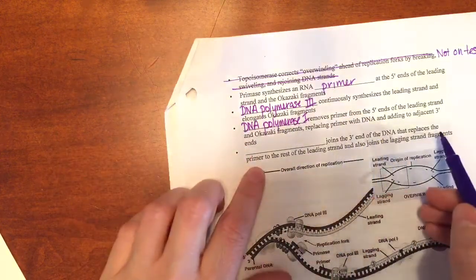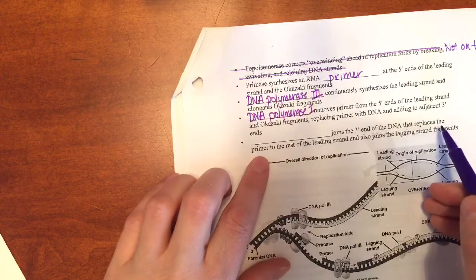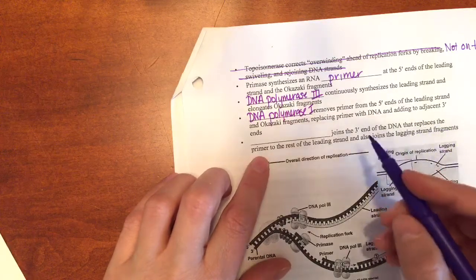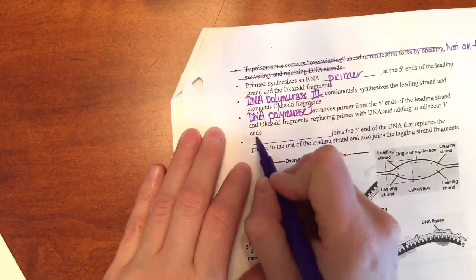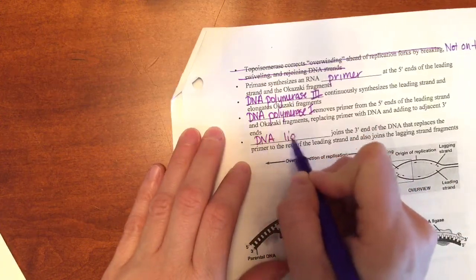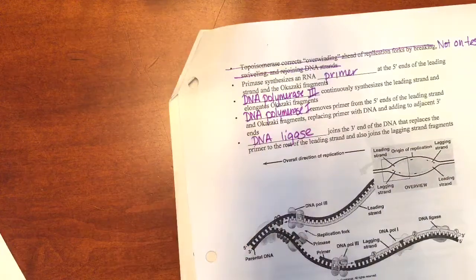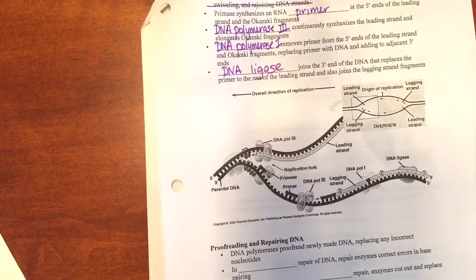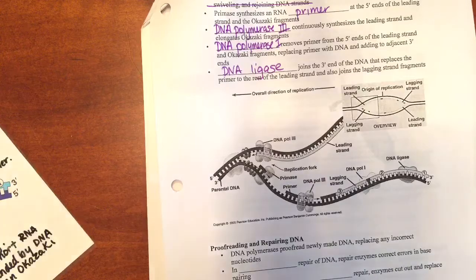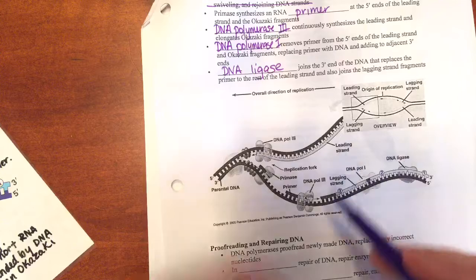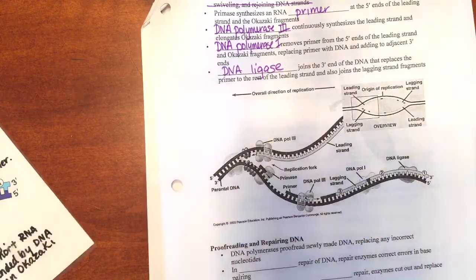And then what glues them all together, joins the DNA strands to hook them all together? Do you remember? It is DNA ligase. Those are your major players in the role of DNA replication. This picture gives you an overall view of what's going on. You have your leading strand, you have your lagging strand, and you've got everything going on at the same time.